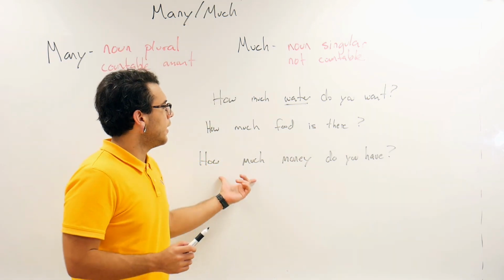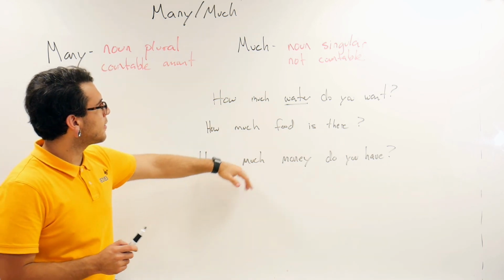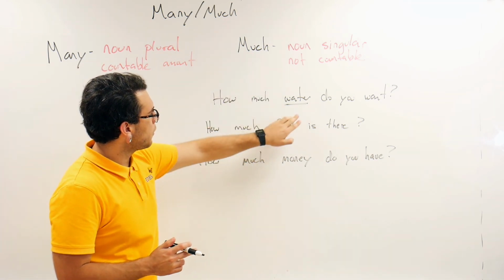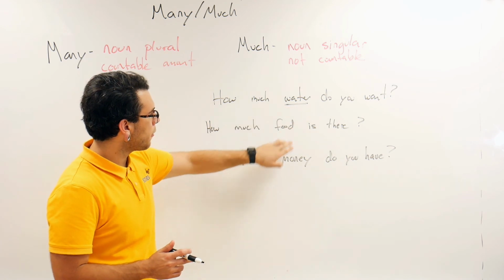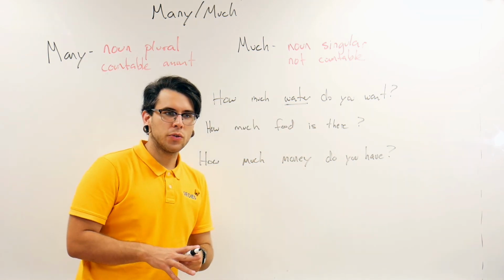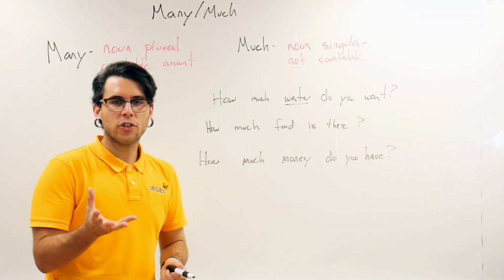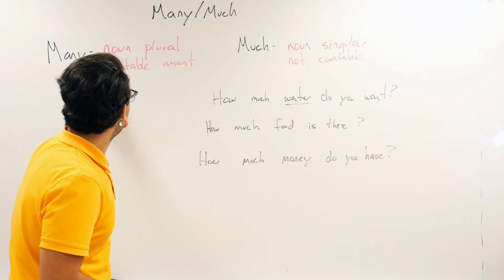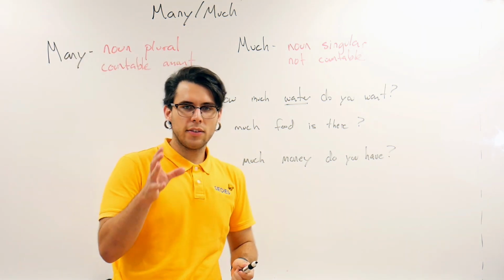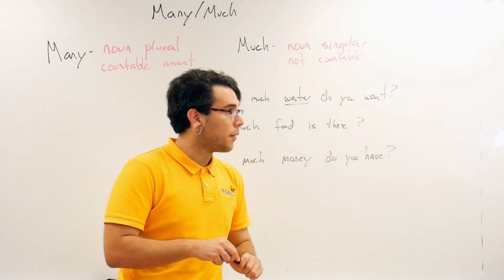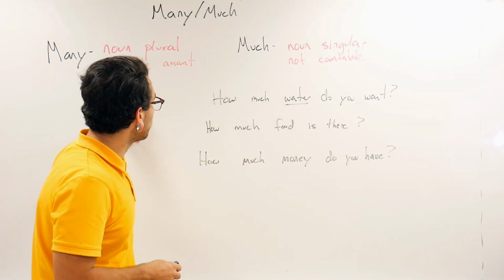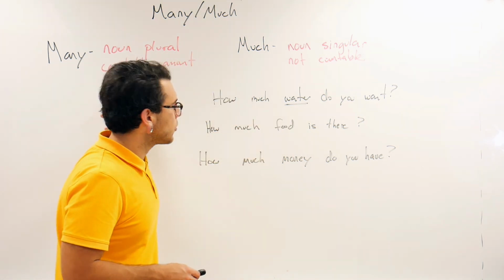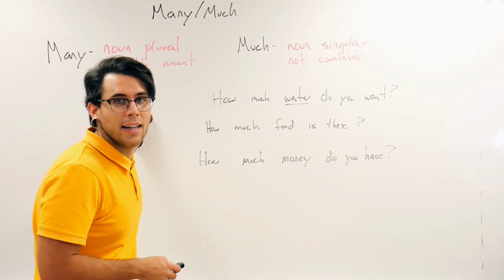It all depends. But the important thing is that you use much whenever the noun is singular, so water, food, money, and it's hard to actually give a countable amount. And many is used when something can be counted easily, and the nouns are plural, so they have S's at the end of them usually.